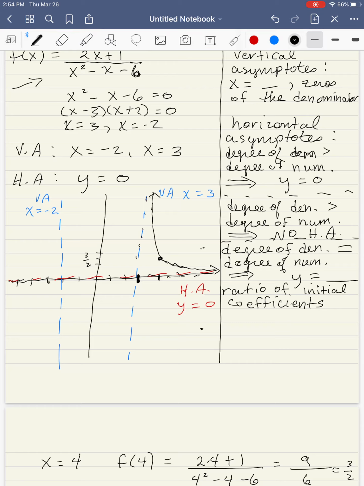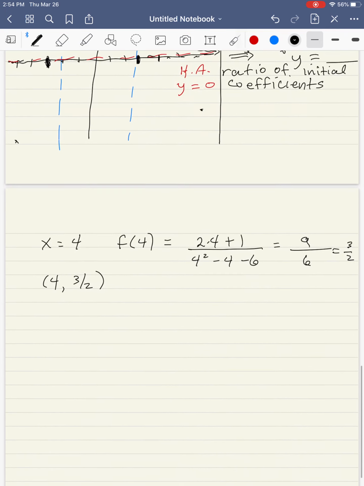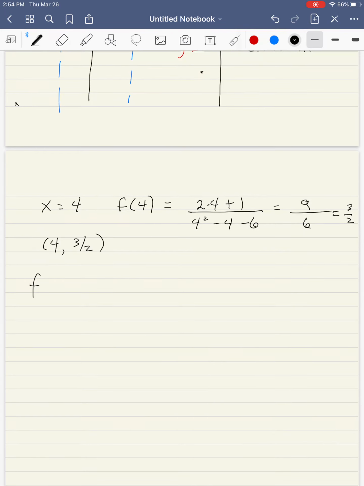Then I can do the same thing over here. The graph's either going to be up here or down here. So I need to choose a number over here to the left of my vertical asymptote x equals -2. So I see that I have 1, 2, -3. So I'm going to find f of -3. That's when x equals -3, figure out what y is, plugging that into my function.